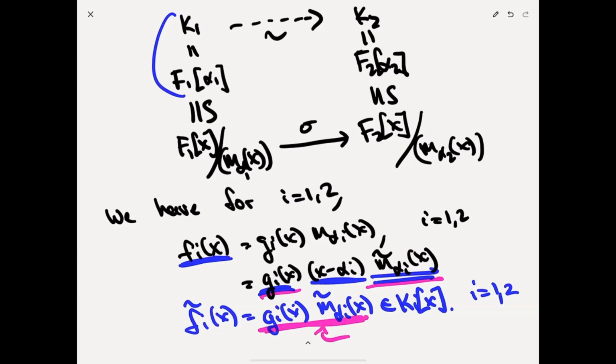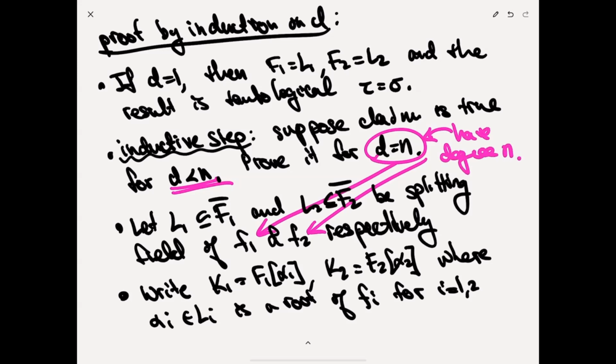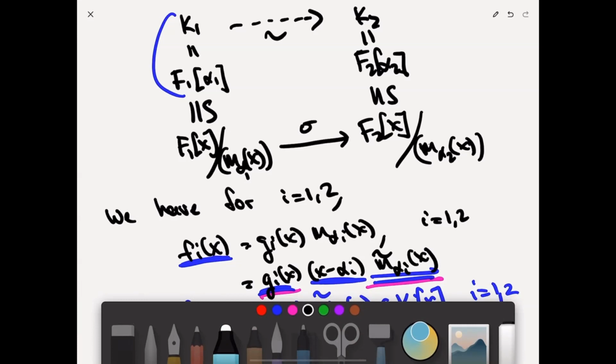And this thing has degree d minus 1, which is less than n. Okay, so we started with something that was degree n, so we supposed it for here. And so in this thing, we're supposing that these two things here have degree n. Okay? So, all right.